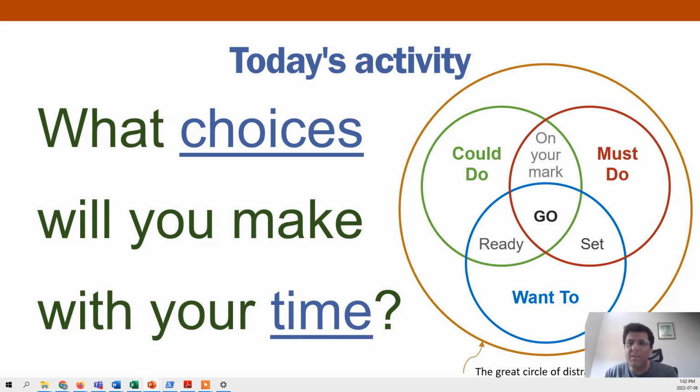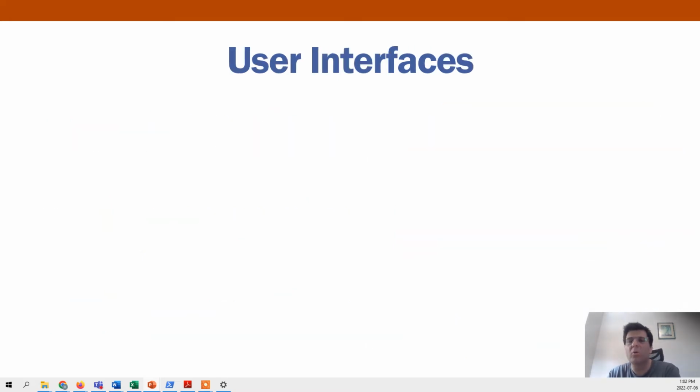So this is the second part of the activity. Actually, the first part is about PowerShell that we will talk about, and the second part is today's activity. What choices will you make with your time? There are three parts. You will mention the choices that you make, and how and why you made those choices, and how you're going to do them.